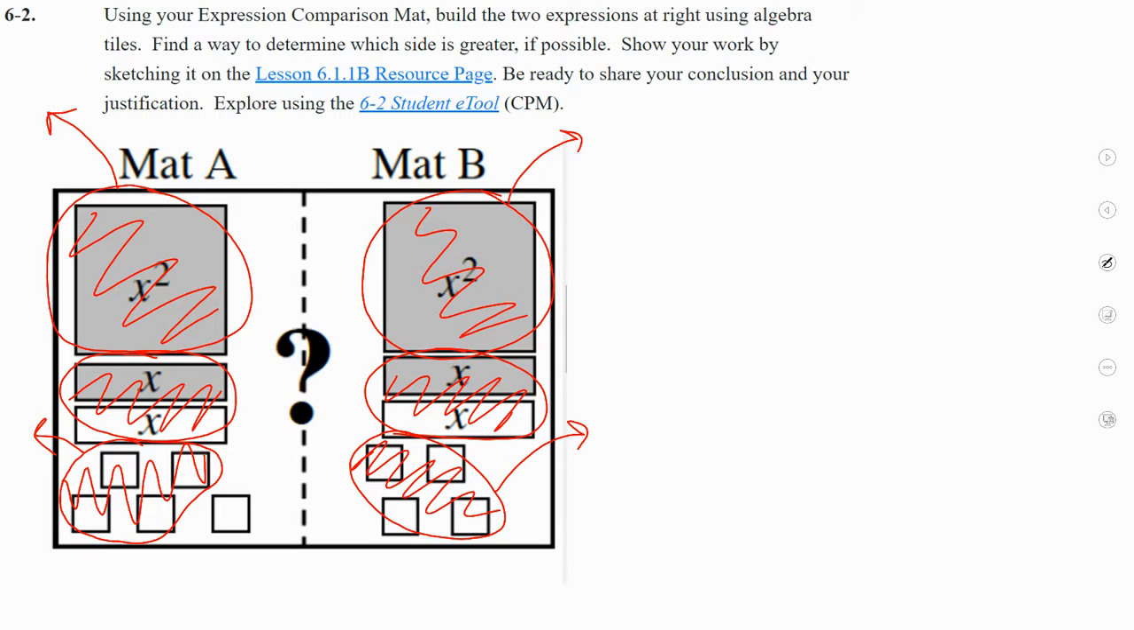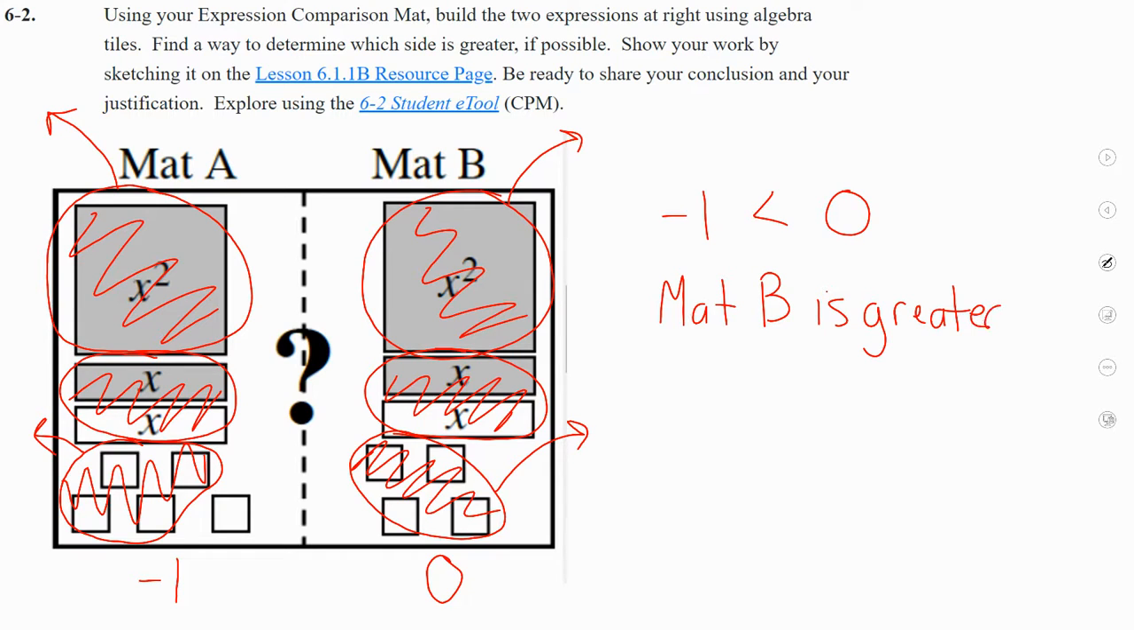So right now we have a value of -1 on mat A because that's all we have left. And on mat B, we had nothing left. So that has a value of 0. And ultimately, then you're going to compare. Is -1 less than or greater than 0? And -1 is less than 0. So that would mean that mat B here is greater. Mat B is greater for this one as a result.